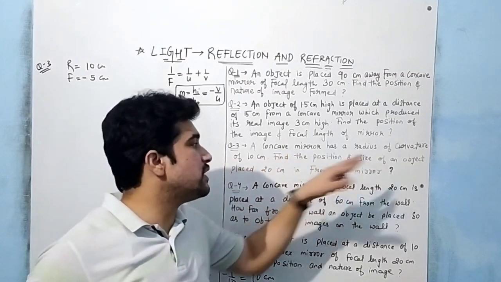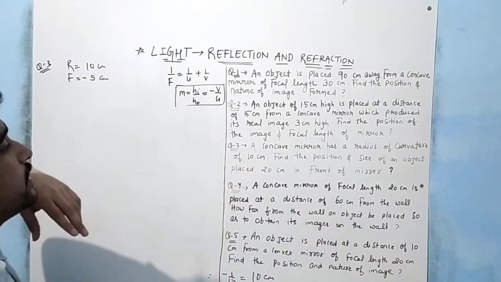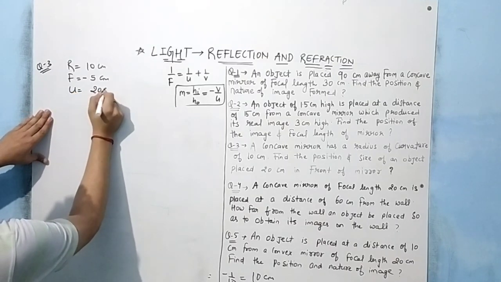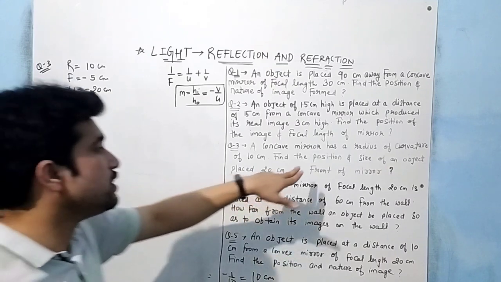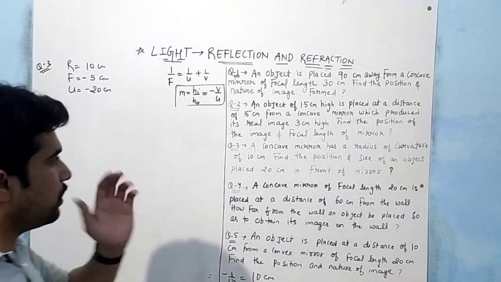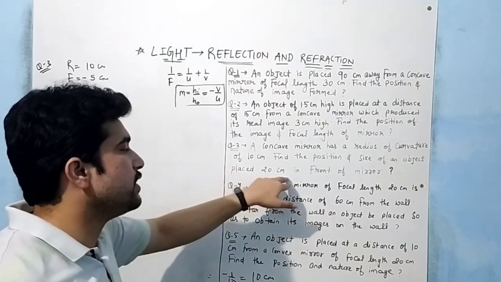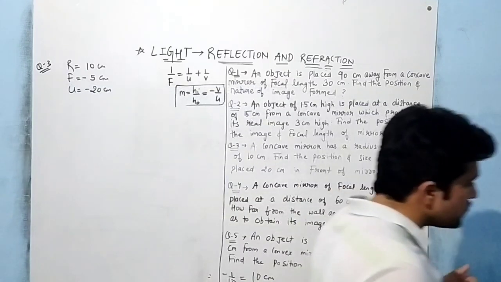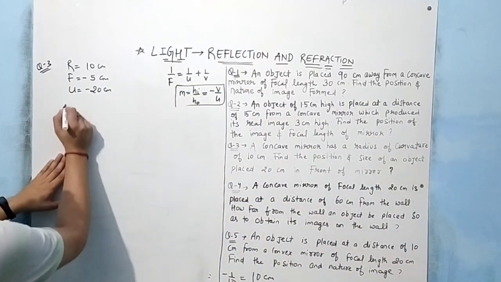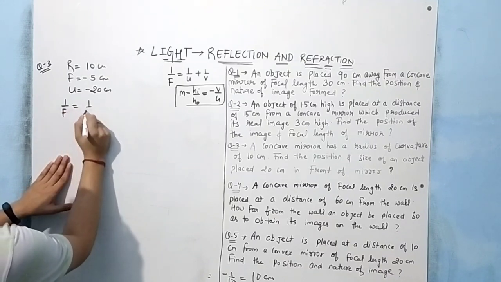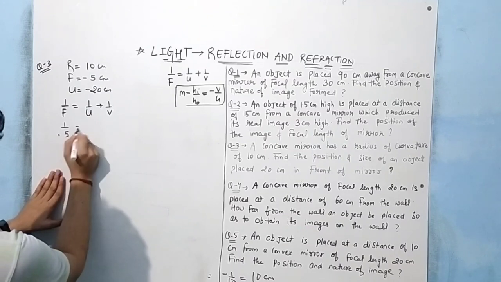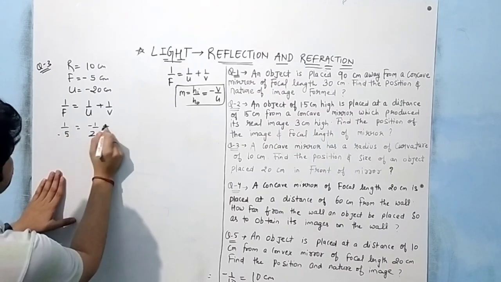Find the position and size of the object placed 20 centimeter in front of the mirror. So u is given to you, that is negative 20 centimeter, and what they ask you is to find the position and size of that object placed 20 centimeter in front of the mirror. You have to find the position where the image is formed in this question. So 1 over f is equal to 1 over u plus 1 over v. The value of f is minus 5, so minus 1 over 5 equals minus 1 over 20 plus 1 over v.